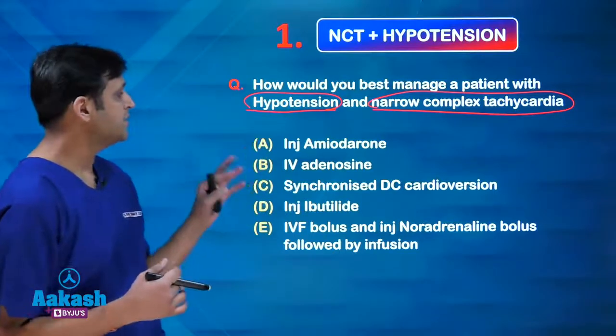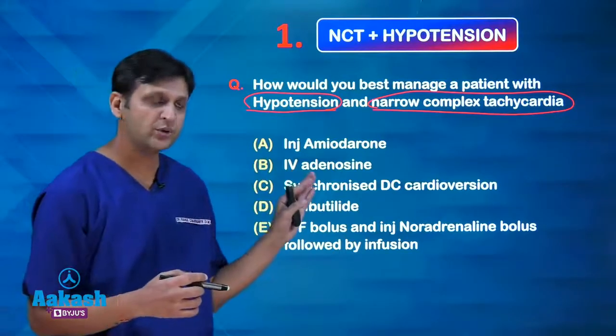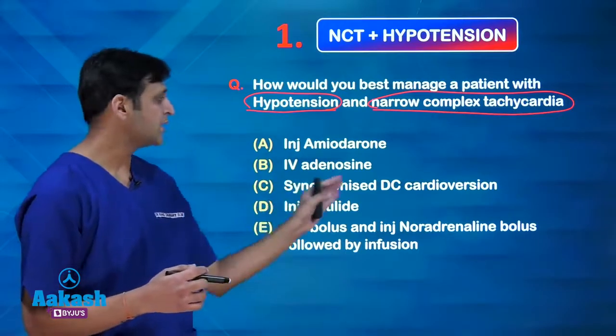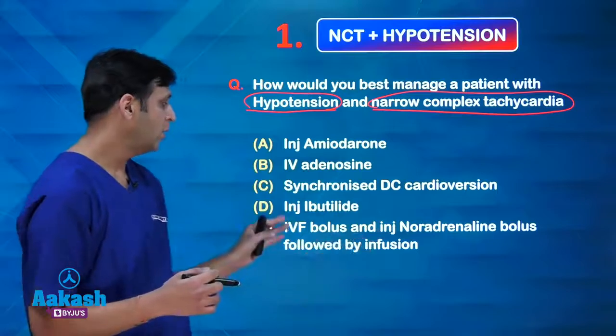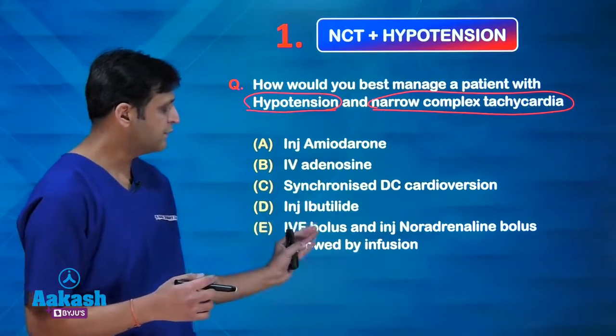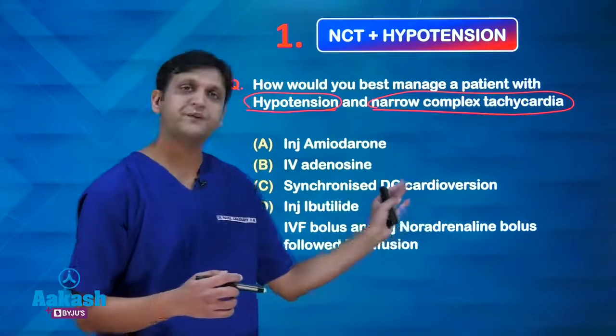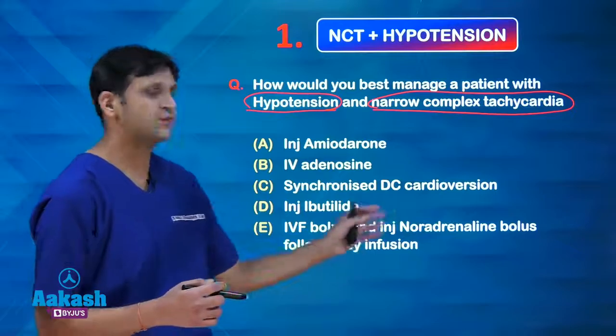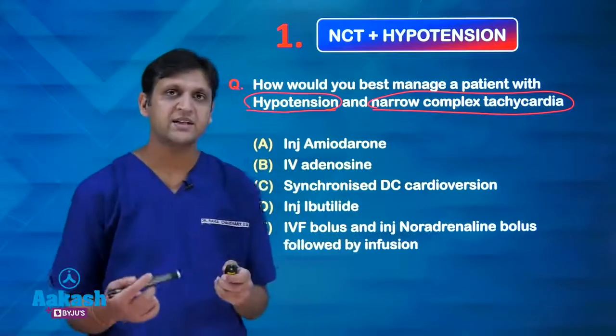Now, what are the options? 1, would you give injection amiodarone? 2, would you give an IV adenosine? 3, would you give synchronized DC cardioversion? 4, would you give injection ibutilide? And 5, would you give a fluid bolus and follow it with a bolus of a vasoconstrictor, which is noradrenaline, and continue an infusion of noradrenaline? Okay, so let us try and discuss.